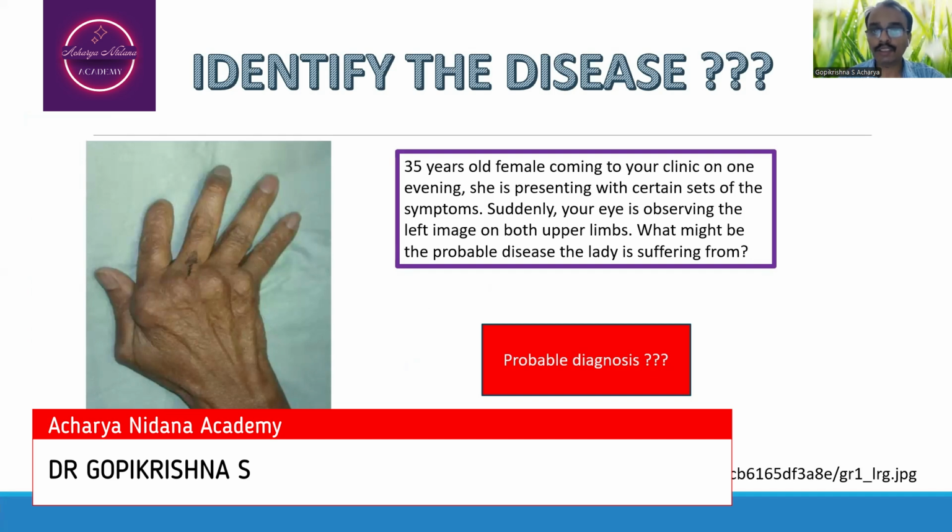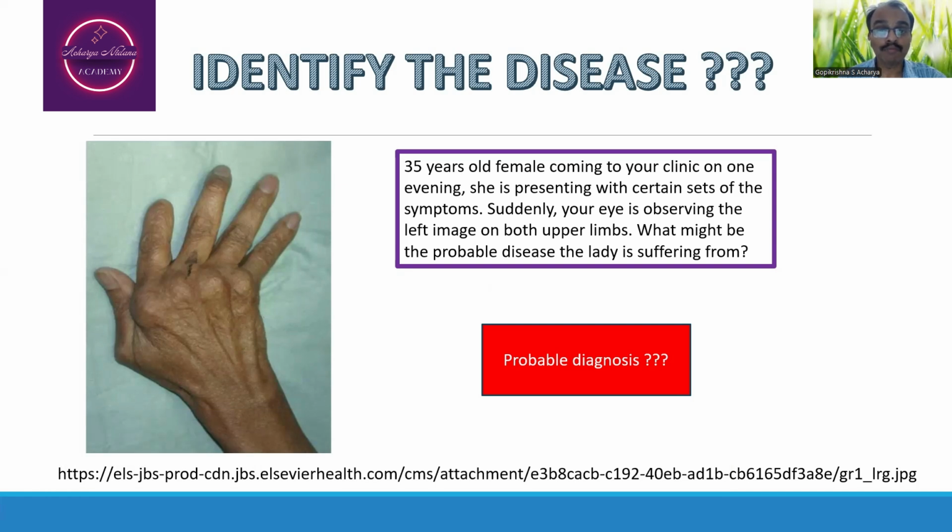The description goes like this: a 35-year-old female comes to your clinic one evening. She presents with certain presenting complaints. Suddenly, you notice there is a deformity in both upper limbs, like the one shown in this image. What might be the probable disease that the 35-year-old lady may be suffering from? Answer this scenario. Pause the video.